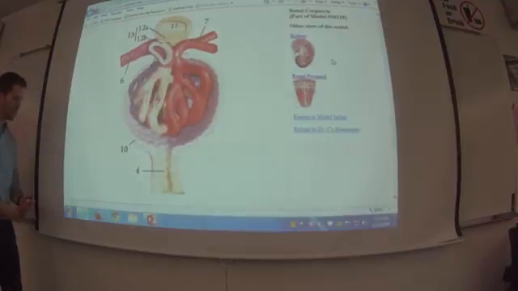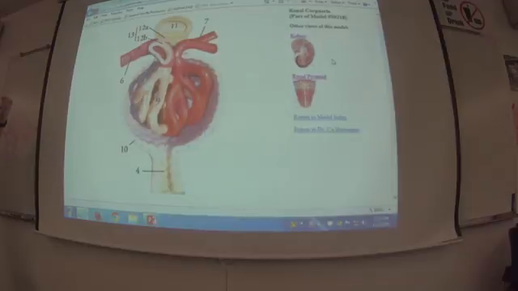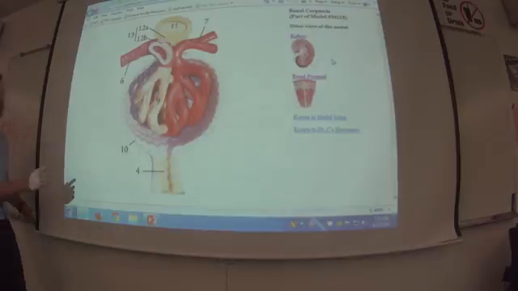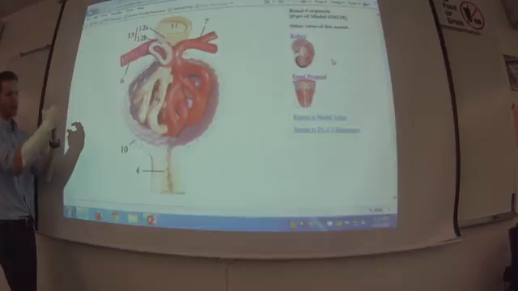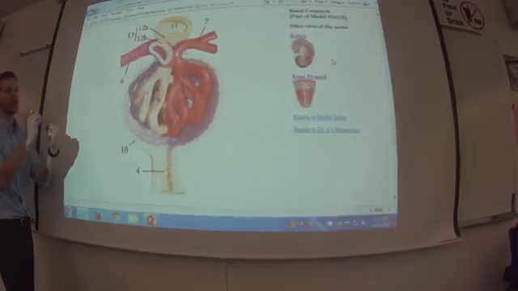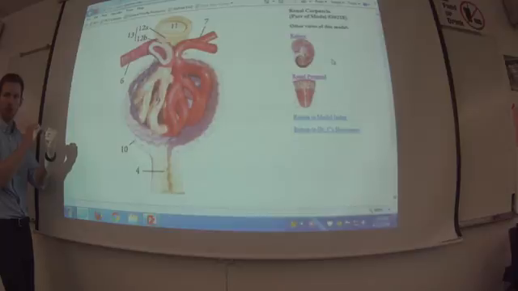And so what the Bowman's capsule is like, if my fist is the glomerulus, the Bowman's capsule is like a balloon that I just shove over my fist. So it's got a visceral layer that would be touching my hand, and it's got a parietal layer, which would be the outside part of the balloon that's not touching my hand. So it's this visceral and parietal relationship like we saw with the heart, where it is like a fist in a balloon. And so the part of the Bowman's capsule that's touching my hand, the layer is called the visceral layer of the Bowman's capsule.